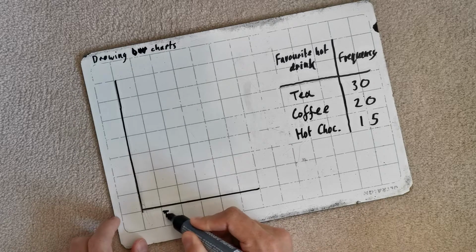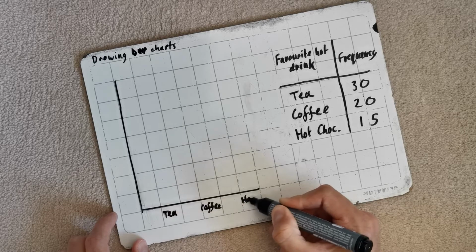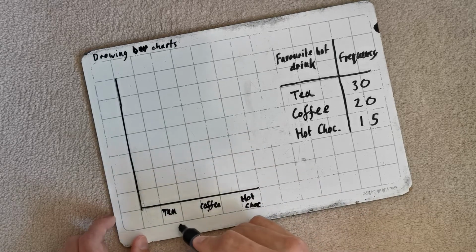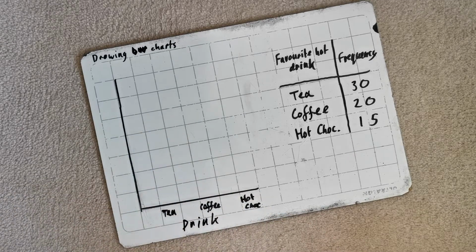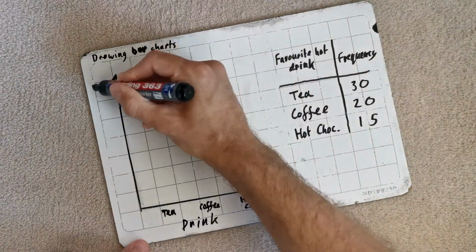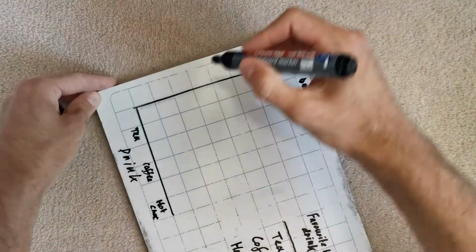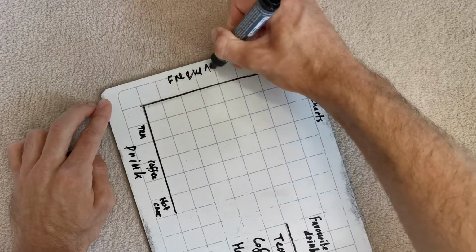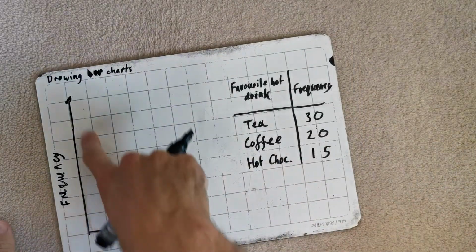Okay, so I'm going to write tea, coffee, and hot chocolate on the bottom there. Remember, I need an axis title as well. So let's just put drink for now. Okay, and that's our axis title. Up this axis, we are obviously going to have the number of people, the frequency. It doesn't matter if you put the label up at the top there or if you put it on the side here. A lot of people prefer to put it at the side because it's a little bit easier to read. Frequency.